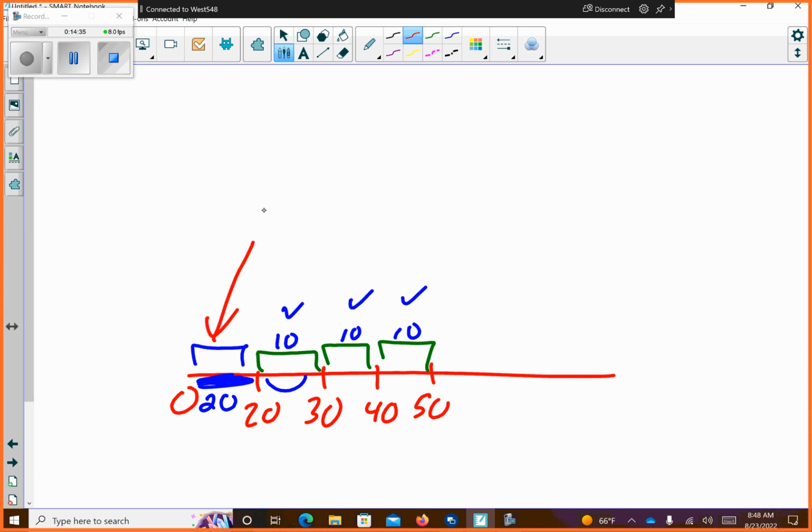But this region here is too small to be a distance of 20. If it was a distance of 20, it should be twice as big as the regions of 10. So just be cautious when you're looking at that.